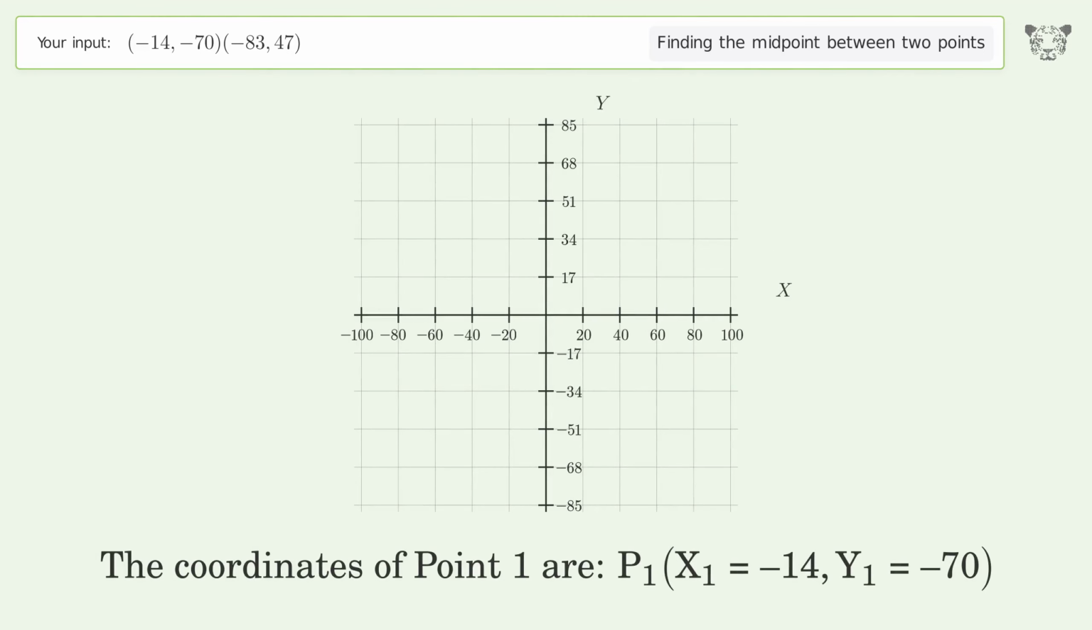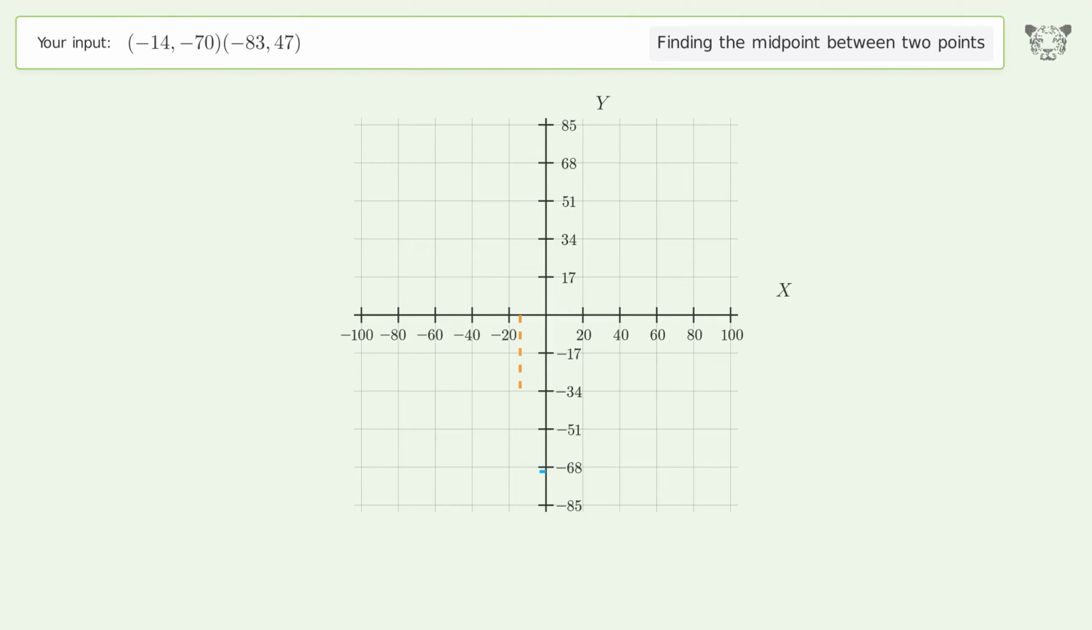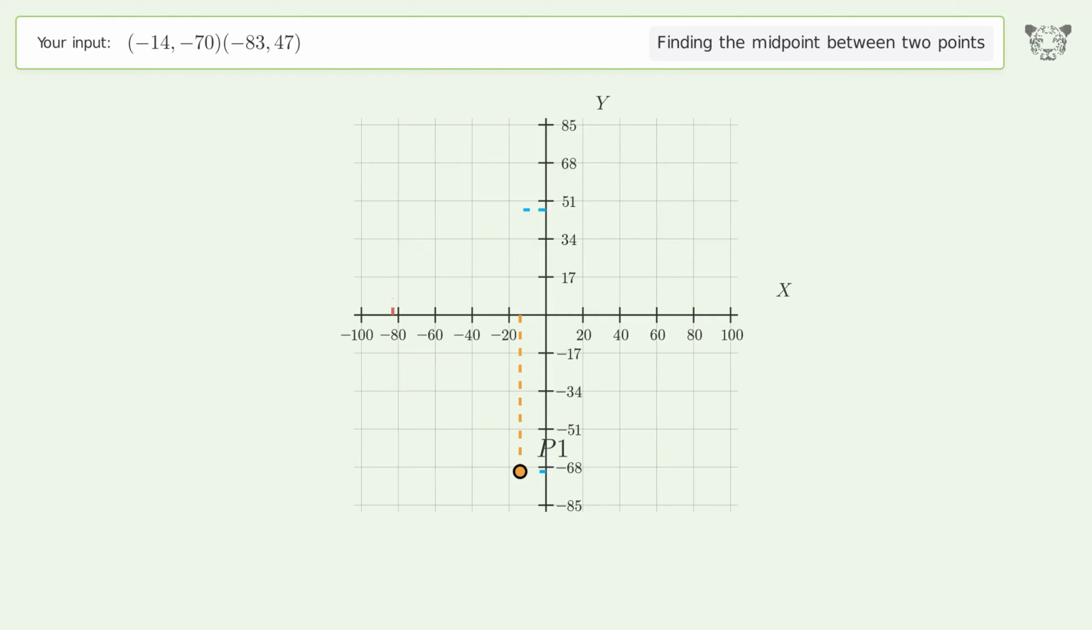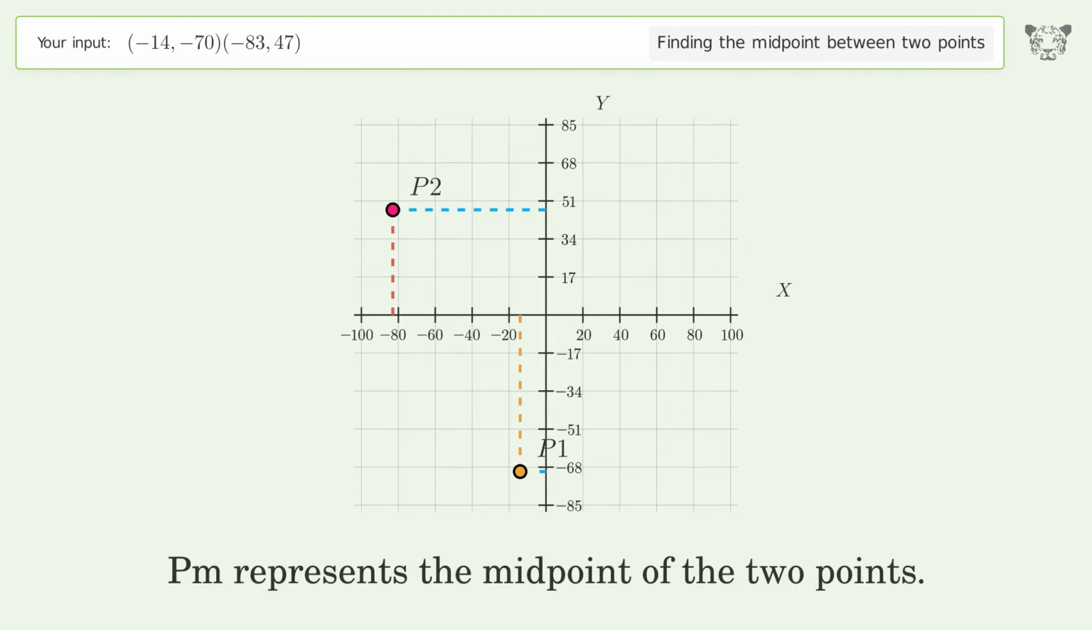The coordinates of point 1 are, x1 equals -14, y1 equals -70. The coordinates of point 2 are, x2 equals -83, y2 equals 47. PM represents the midpoint of the 2 points.